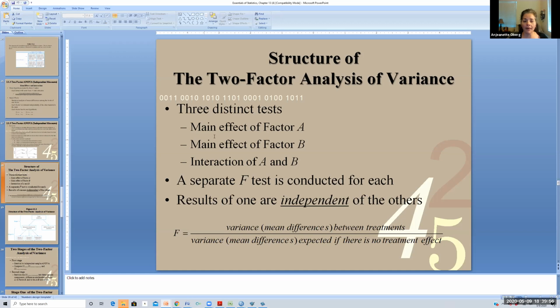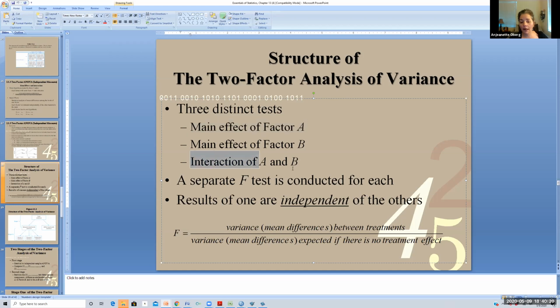You can have none of them significant. You can have all 3 of them significant. You can have 1 significant and not the other 2. You can have 2 significant and not the other 1 in any combination. So there's like 8 or 9 different possible outcomes of results. And know that the main effect being significant is independent of the interaction.